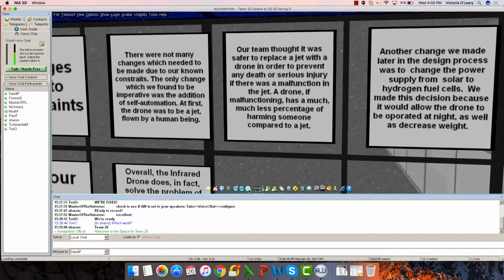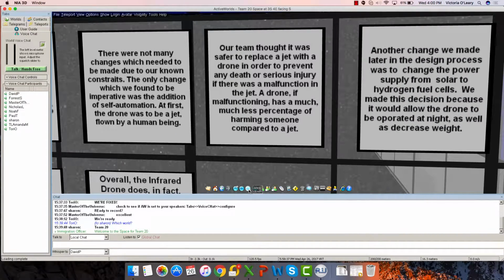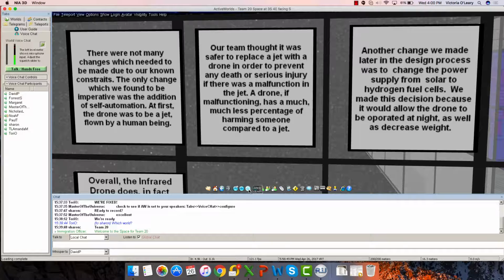So when it came to changes due to constraints, we originally thought we would change solar panels to hydrogen fuel cells for many of the reasons mentioned earlier.